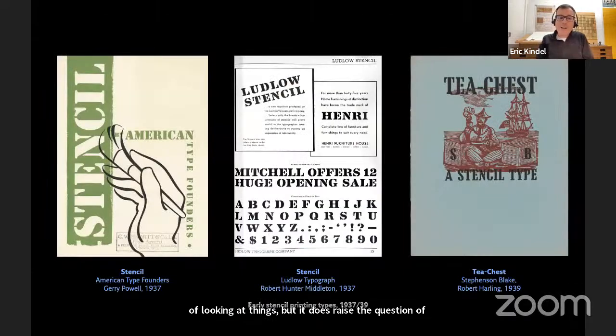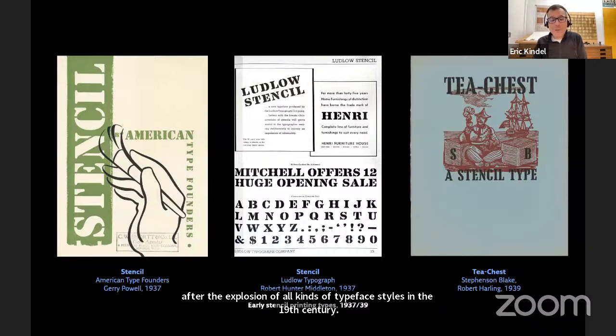This may be why typefaces based on typical stencil letters were rather late in arriving, not until the 1930s, long after the explosion of all kinds of typeface styles in the 19th century, which was a time, ironically, when stencil letters were very common.